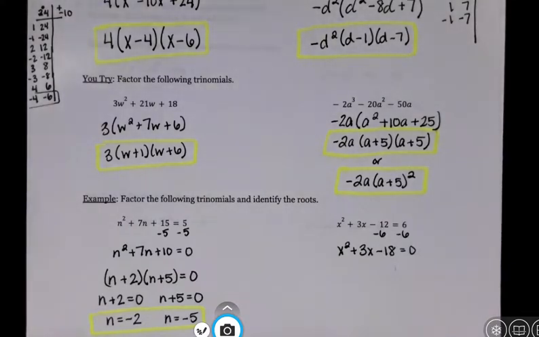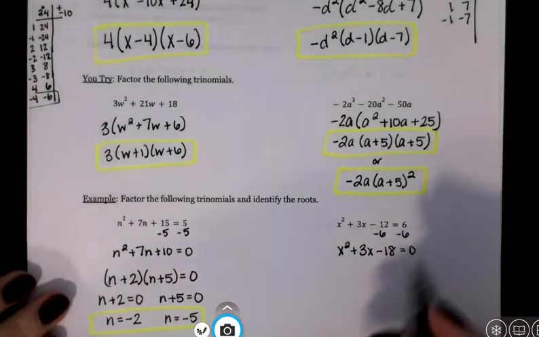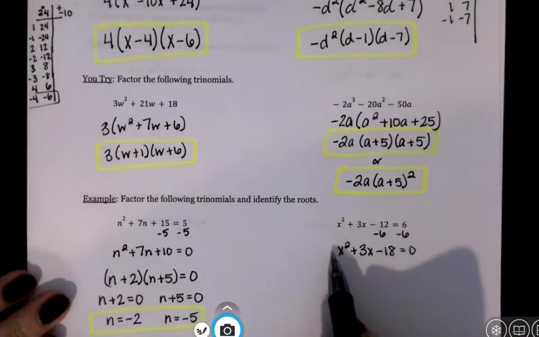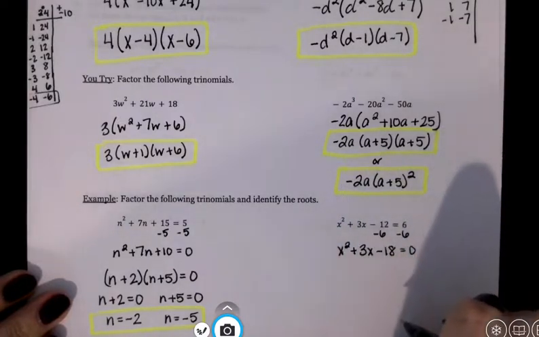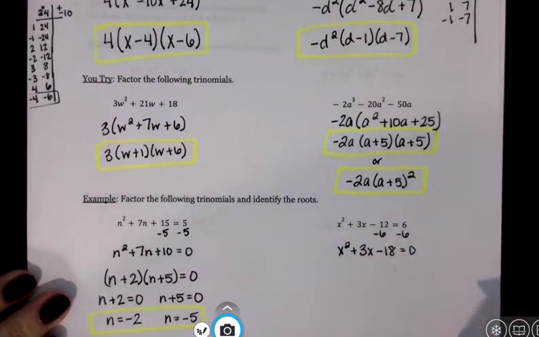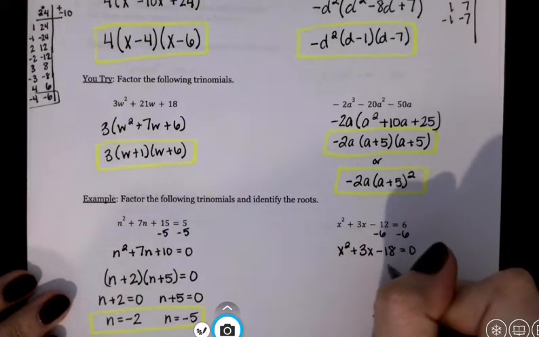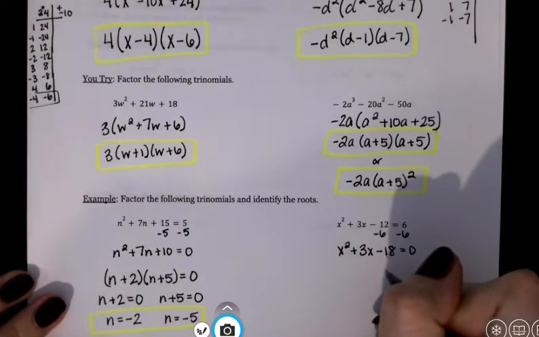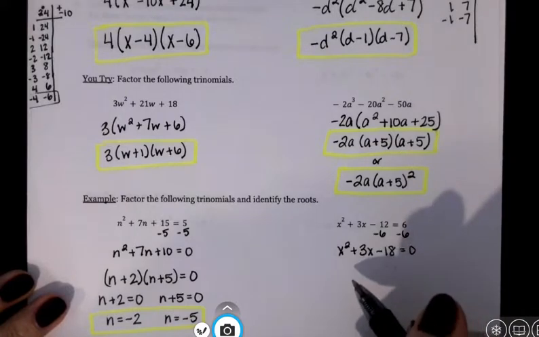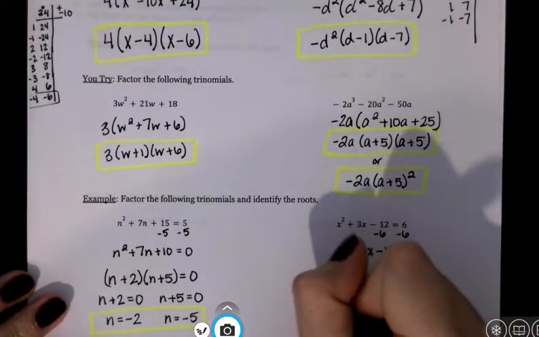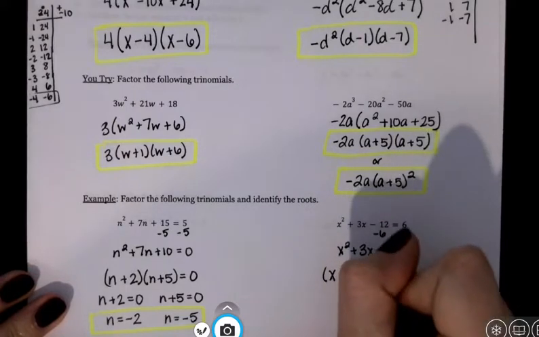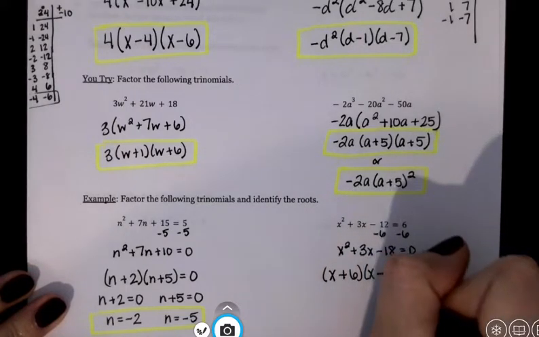So I want numbers that multiply to negative 18 that add up to a positive 3 because my GCF again is just 1. So I don't need to factor that out. And I know 3 times 6 is 18. If it's negative 18, one of them has to be negative. So I'm going to make my 3 negative because positive 6 plus negative 3 would give me a positive 3 here. So I have x plus 6 and x minus 3.